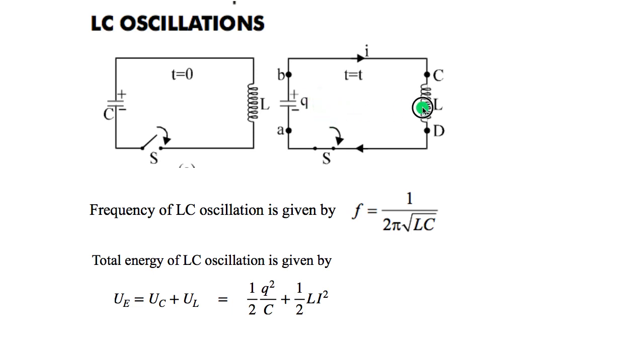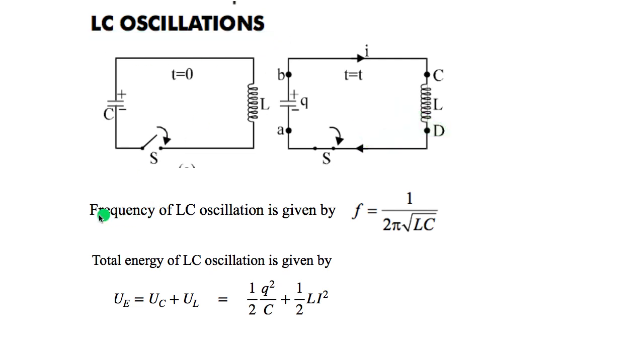After the entire energy is transferred to the capacitor and it is fully charged, it once again discharges and transfers the energy to the inductor, and the process continues. Here the oscillation of the energy takes place, which is called LC oscillation.